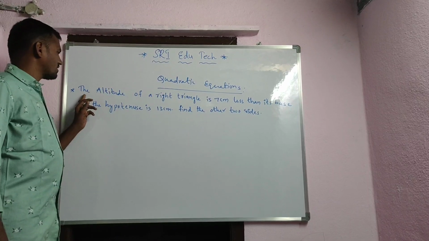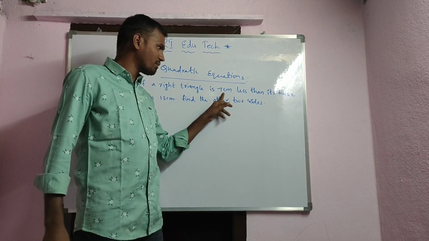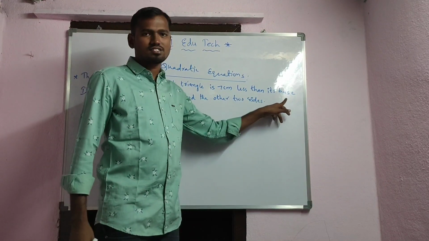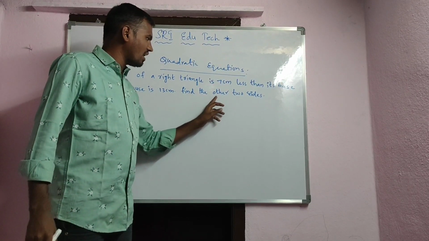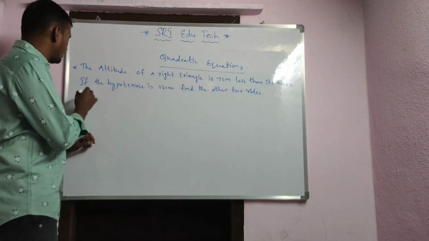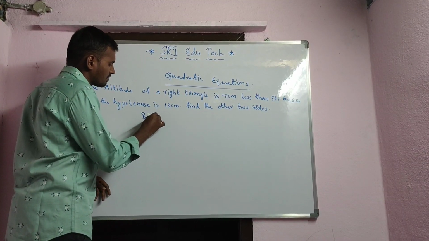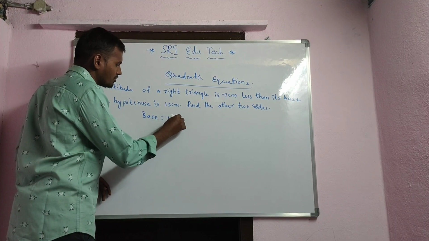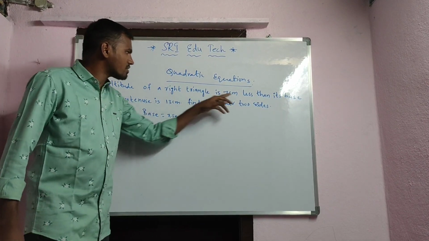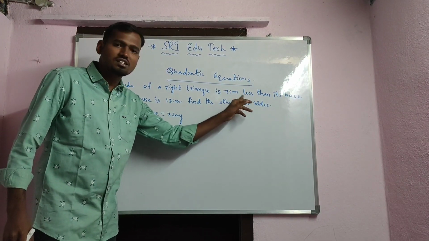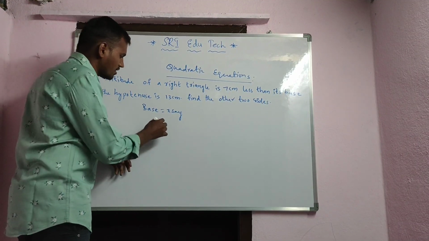Okay, let's see. The altitude of a right angle triangle is 7 cm less than its base. If the hypotenuse is 13 centimeters, then find the other two sides. Right? See, solution: base is equal to x. Base is equal to x, say. Right? See, how much less than? That base is how much less than? 7 less than. Okay? Less than means minus.